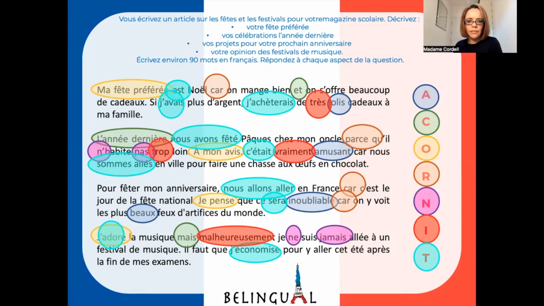For the third paragraph, we have vos projets pour votre prochain anniversaire. So for your next birthday, we're starting by using the near future. So subject, aller in the present tense, followed by the verb in the infinitive form. And then we've switched to the simple future. Okay, so we have both tenses in that paragraph. And in the last one, votre opinion des festivals de musique, we're starting with the present tense. And then I've used il faut que, so to enable me to use the subjunctive afterwards. Il faut que j'économise.